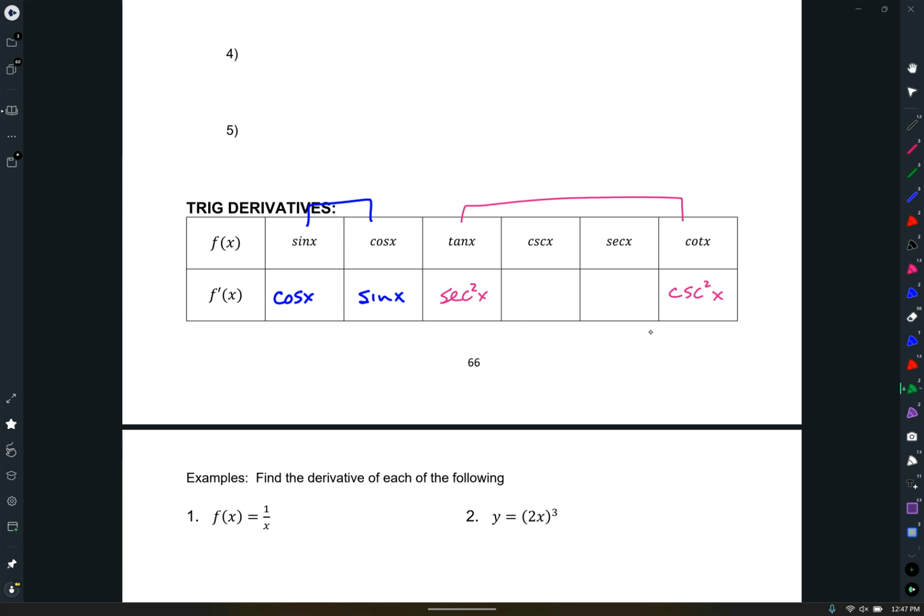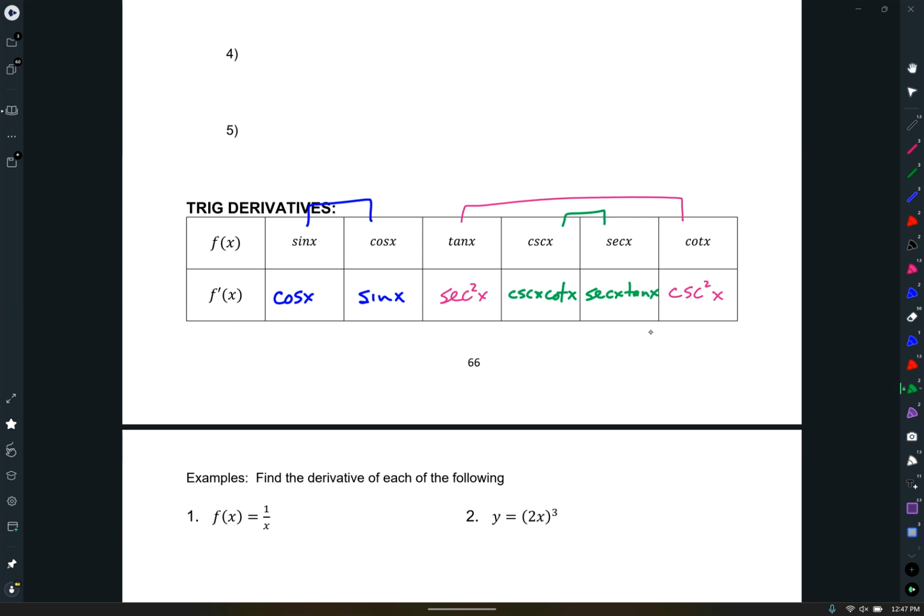So I'm going to do secant first. The derivative of secant is secant times tangent. Using the same kind of idea that we did with tangent and cotangent, if the derivative of secant is secant tangent, then the derivative of cosecant is cosecant cotangent. Okay, so those two kind of go together.